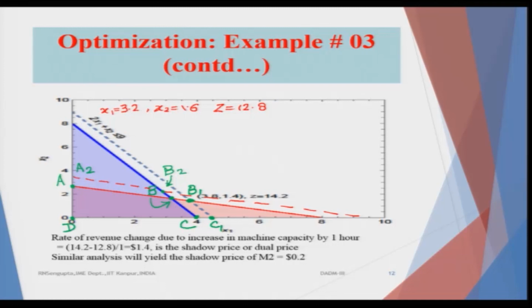Now, if I consider the change in both machine 1 and machine 2, then obviously that point B becomes B suffix 1 2, because I am considering change in both machine 1 and machine 2 happening. Similar analysis, if I want to find the shadow price of machine 2 only, it comes out to be 0.2. So, 1.4 for machine 1 unit change, and 0.2 change in the objective value for 1 unit change in machine 2.